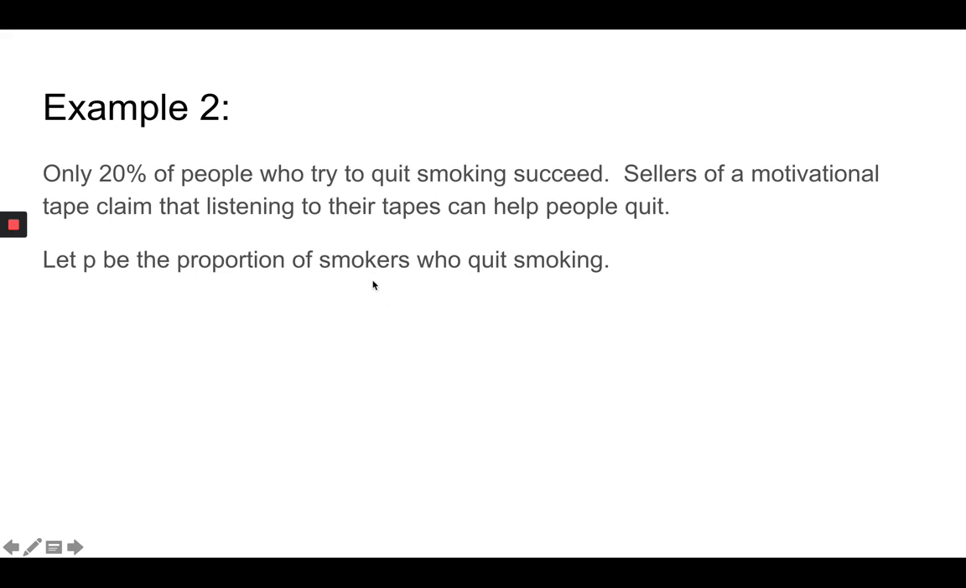The population is smokers. Our hypotheses then will be: the null is P equals 20%, because that's the general population. We believe 20% quit smoking. These guys think they can do better than that, so the alternative will be P is greater than 20%. Notice we're always using the same number here and here. The only thing we've got to figure out is whether we're writing greater than, less than, or not equal to. And the words in the problem and the sample will tell us what to write here.